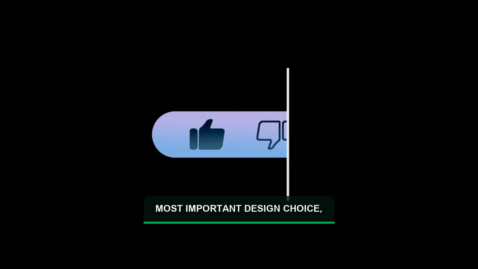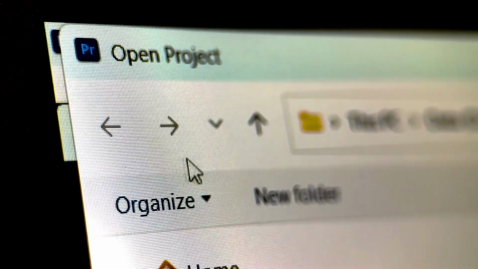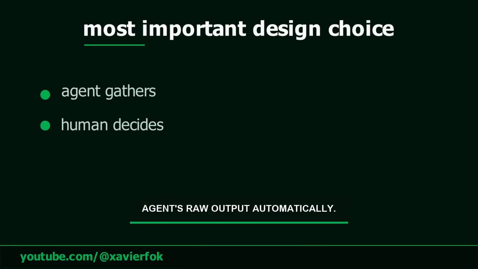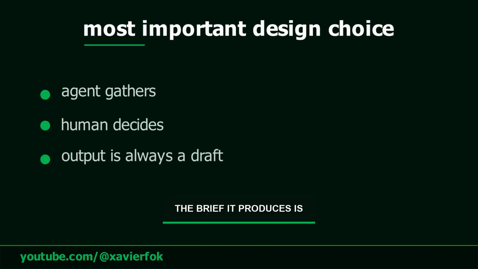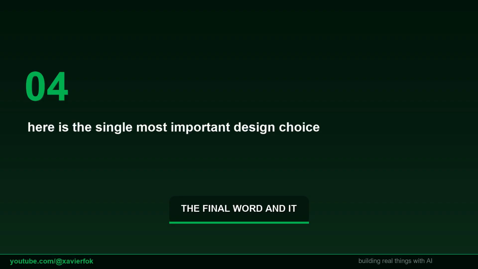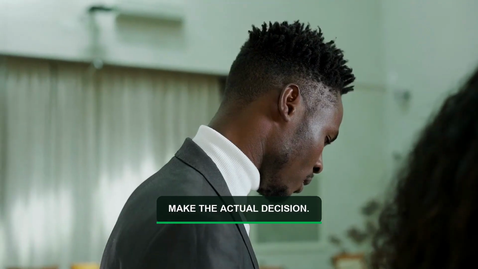Here is the single most important design choice, the one that makes the whole thing safe to use. The agent gathers, I decide. Nothing ever acts on the agent's raw output automatically. The brief it produces is a draft, a starting point, a fast first pass. It is never the final word, and it never triggers an action on its own. I read it, I sanity check anything important, and I make the actual decision.